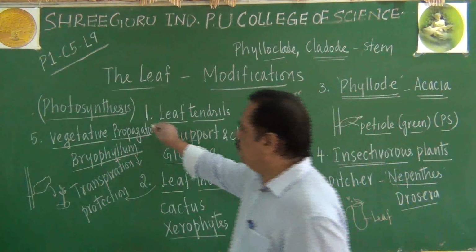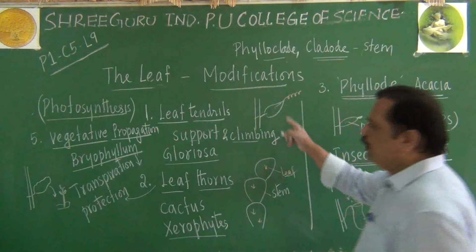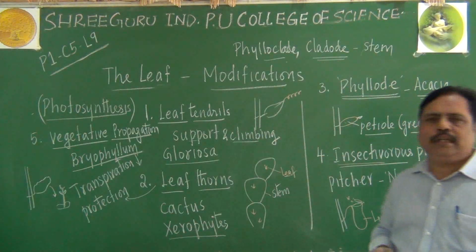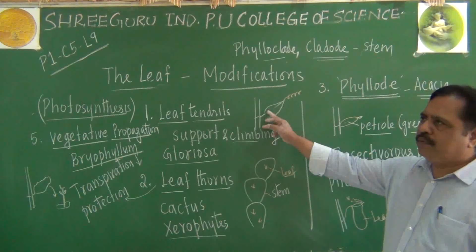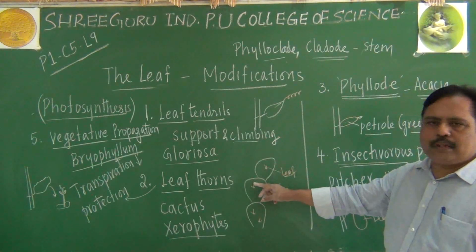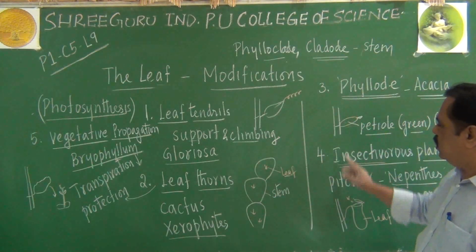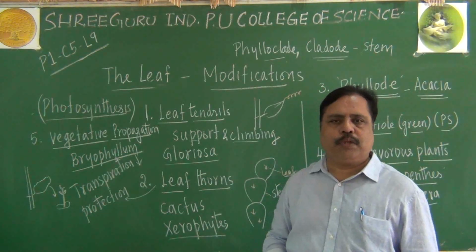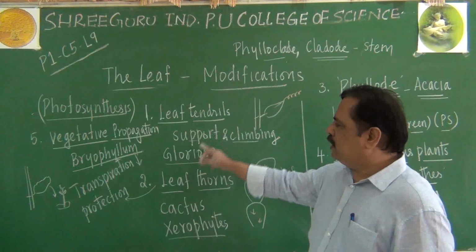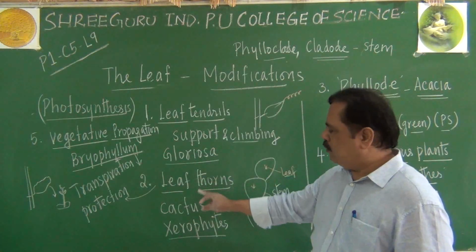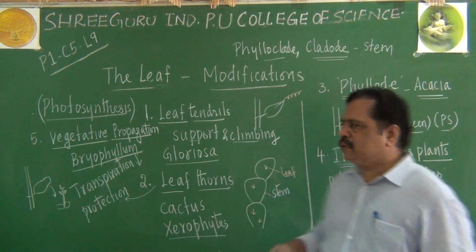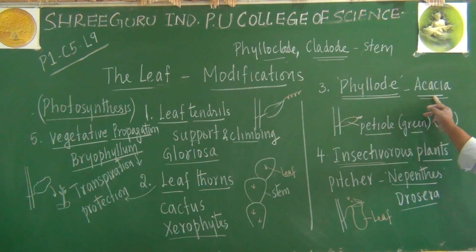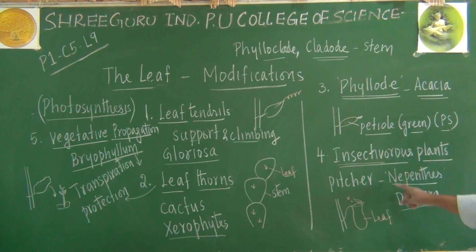Remember this point. So, 5 types of modification in the leaf. Leaf tendril, leaf thorns, phyllodes, insectivorous plant and vegetative propagation. For tendril, gloriosa. For thorns, cactus. For phyllodes, acacia. For a pitcher plant, insectivorous plant, Nepenthes. They will eat insect.